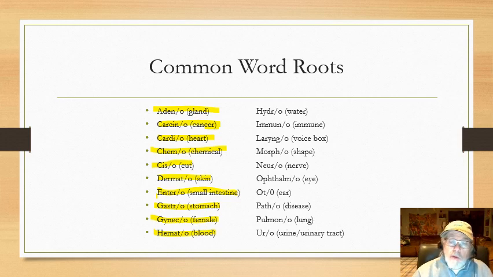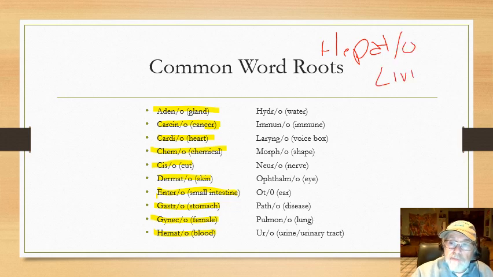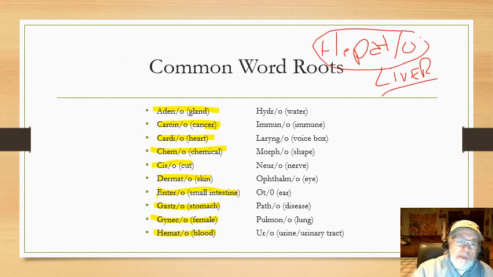So hemato. One that's very close to that I don't have listed here, I'm going to write it here, would be hepato. Hepato means liver. So hemato and hepato, a lot of people switch those two words up. But if you remember hepatitis we know is an inflammation of the liver, so it's easy to see hepato means liver.